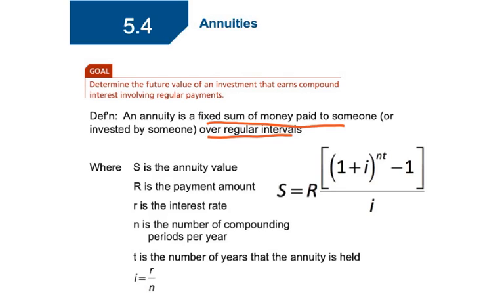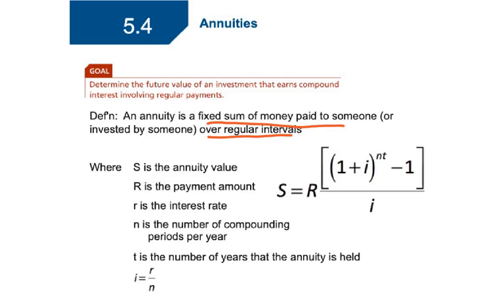S is the annuity value, so how much money is in the account. R is the regular payment amount, the monthly or weekly or however often the payment is being made. N, I'm going to skip over I for a second. N is the number of compounds per year. T is the number of years. And we don't deal with R as the interest rate, we deal with I.